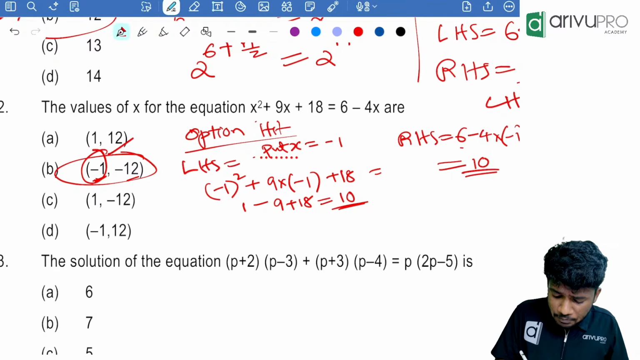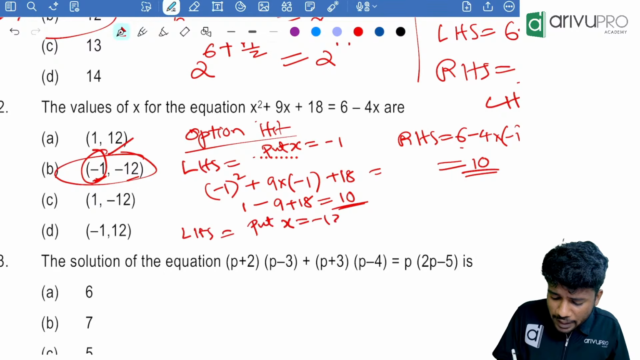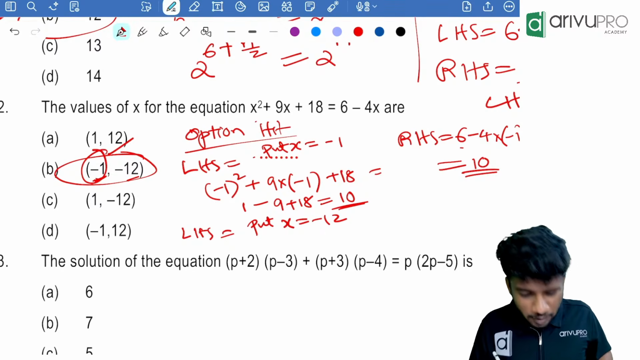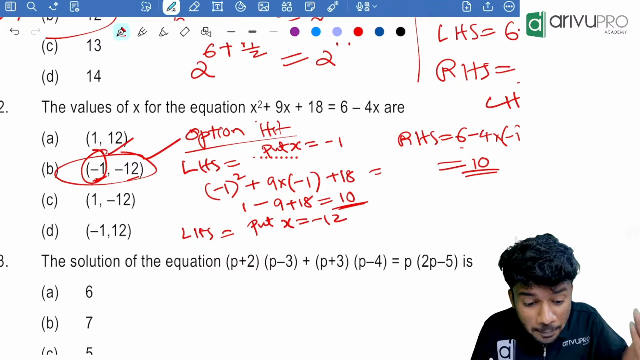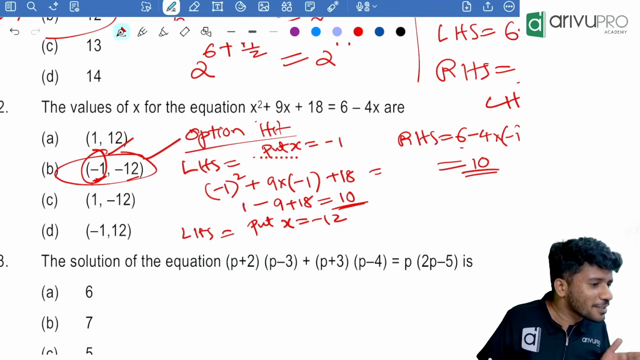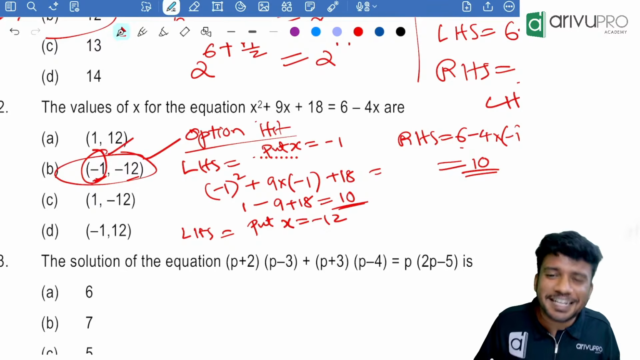Now try the second one. That means put x is equal to what, people? x is equal to minus 12. So there also it will be correct, people. So LHS and RHS will be equal in which option? In option B. I hope that you understood the method for solving this type of question.